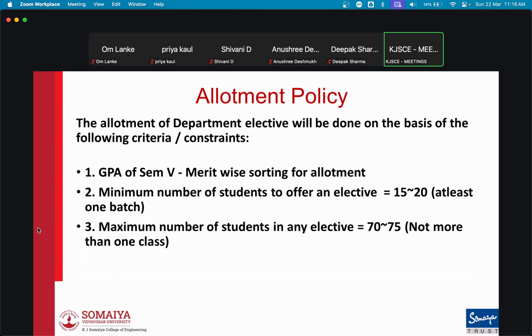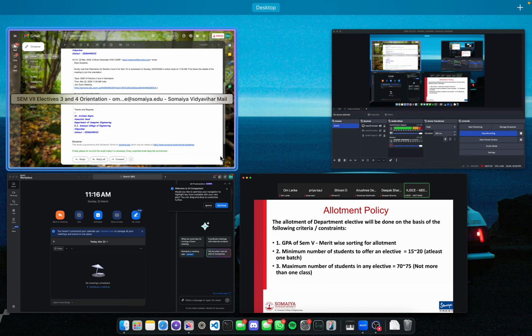Now, as sir has already mentioned about the allotment policy, the allotment of the elective will be done based on the GPA of semester 5. So we will consider the GPA of semester 5, merit-wise sorting, for the allotment. We always try to give the elective course of your choice, whatever first preference you give in the Google form. We will try our level best to give you the first choice always.